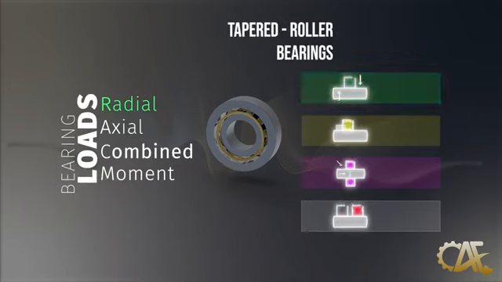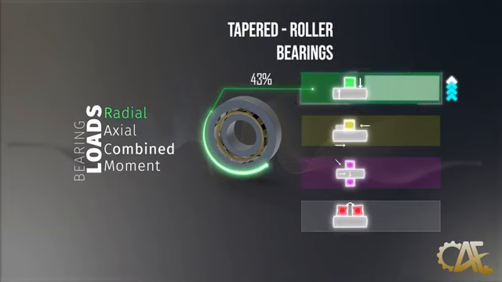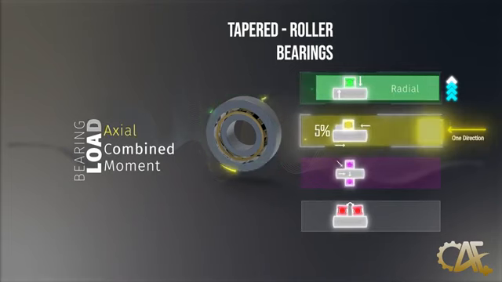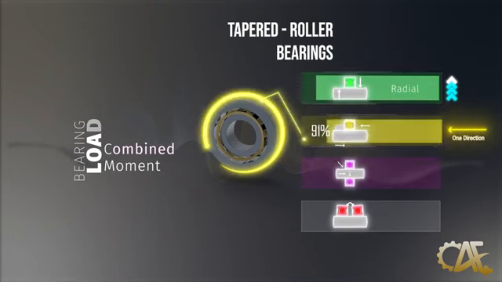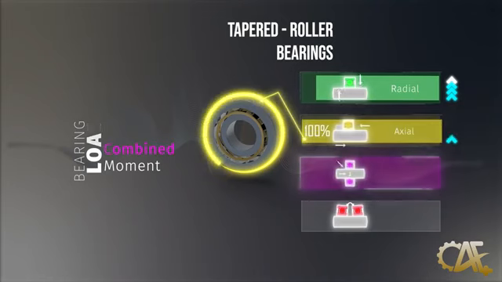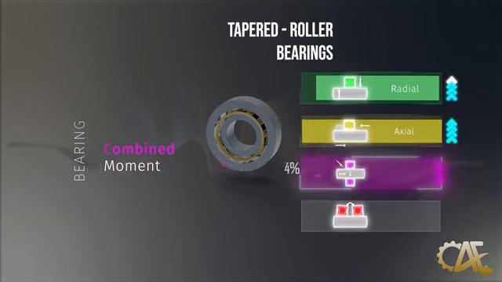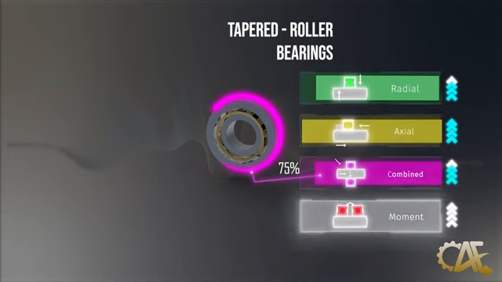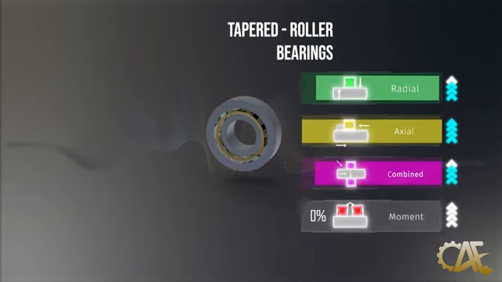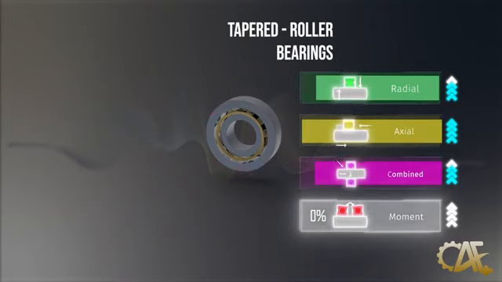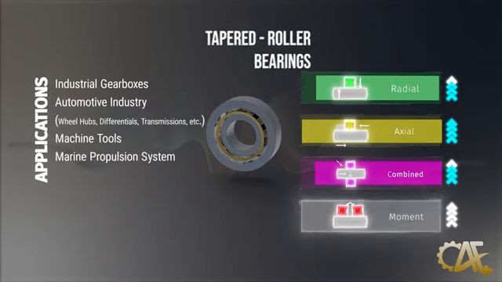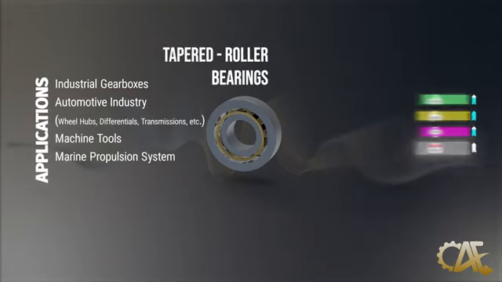For bearing load performance, they earn 3 points or excellent for radial load handling and 4 points or exemplary rating for axial loads. They're also highly capable of managing combined loads, thus earning an excellent rating in that category. However, single tapered roller bearings aren't designed to effectively accommodate moment loads. Tapered roller bearings can withstand thrust forces generated during cornering or heavy loads, making them popular in automotive wheel hubs and gearboxes.